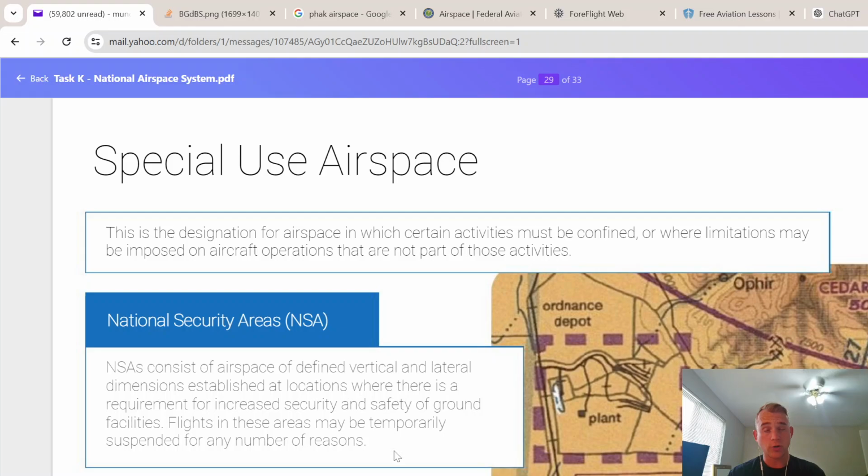I'm pretty sure the White House is under a permanent TFR. They call it, I'm getting this confused. Yeah, totally two different things here. NSAs, let me slow down here, are areas that may be temporarily suspended for any number of reasons. That's all you need to know. Those exist, okay? Right here it shows a power plant. I know that they're under nuclear facilities, power plants.